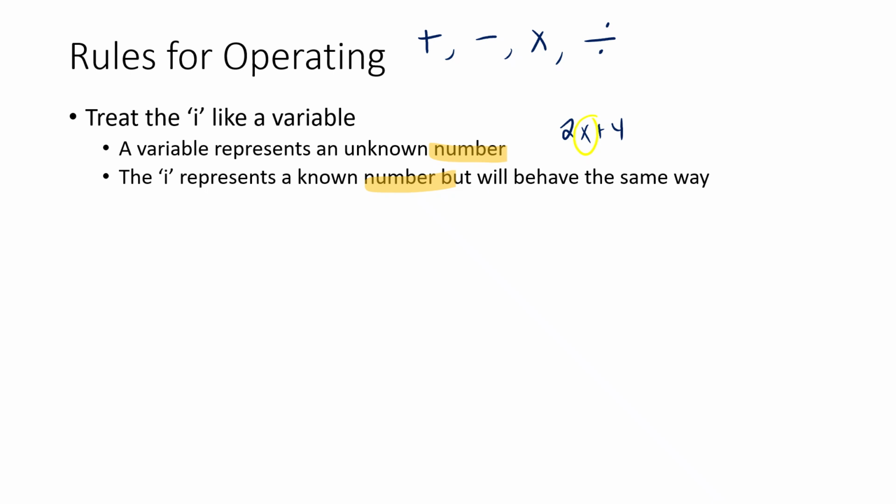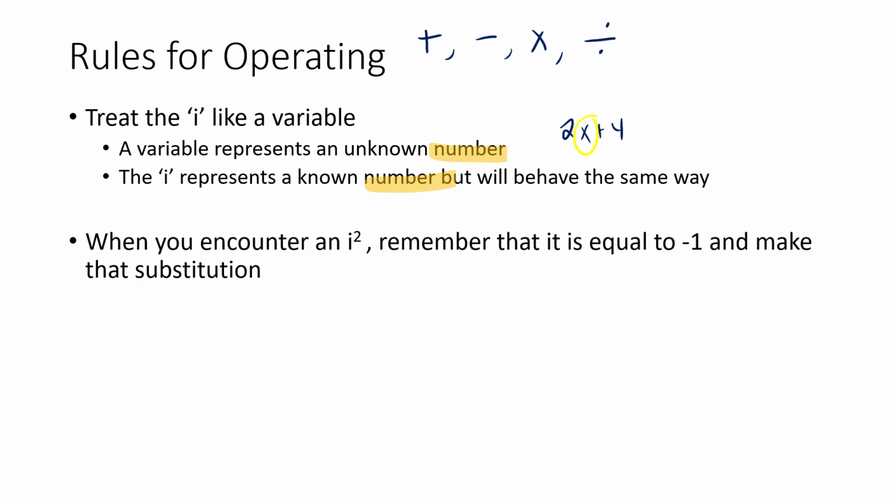You've got this letter in your expression, and all the rules that you know for operating with things with x's in them are also going to apply to i's. The fact that we just know that i happens to be the square root of -1 does not change any of that. So that's really good news. When you encounter an i squared, remember that i squared is equal to -1 and make that substitution. If you're working with x's and you have an x squared, you just have to leave it as an x squared.